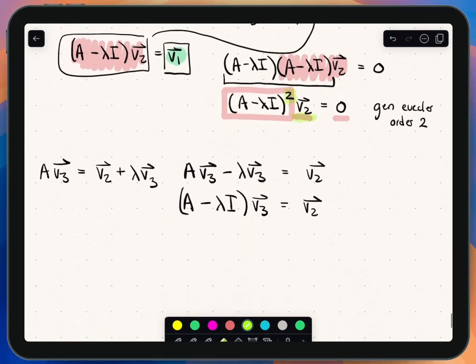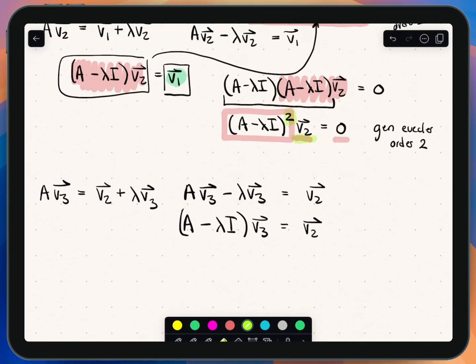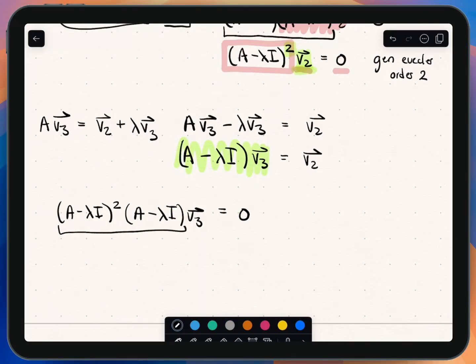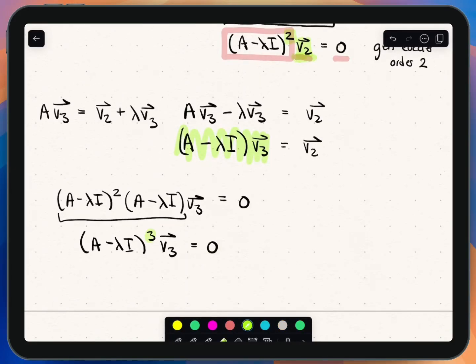And we can continue with our v3. Again, this is just another power. We're going to say this is (A minus lambda I) to the third power, v3 is equal to 0. So again, because this is to the third power, we can see that this is a generalized eigenvector of order 3.